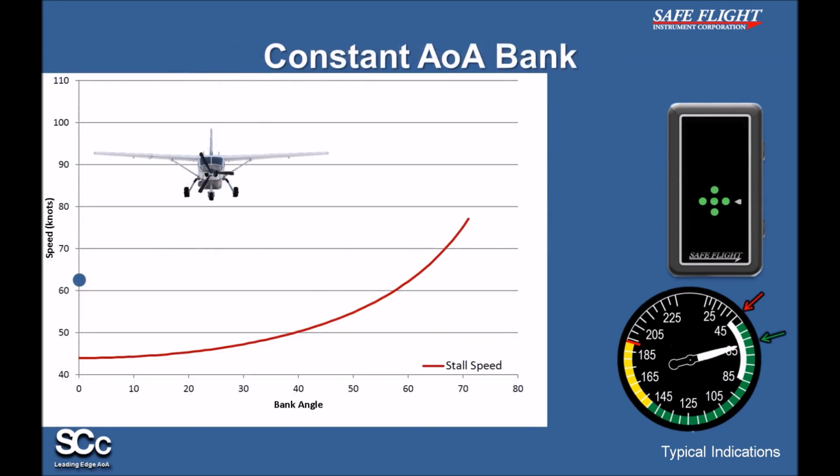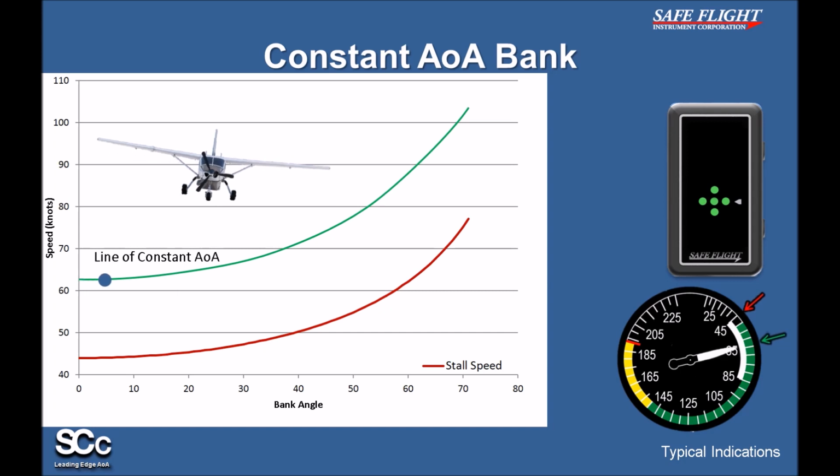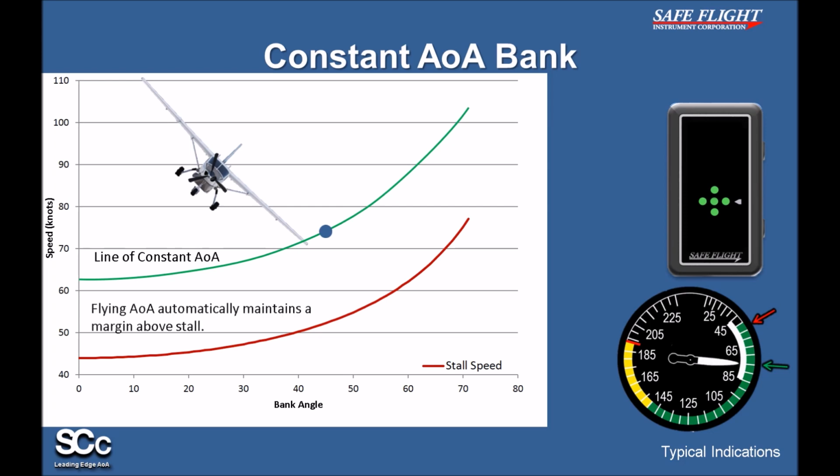Now let's consider a different scenario, a constant angle of attack bank. In this case, instead of flying along a line of constant speed and increasing angle of attack to generate more lift, we will fly along a line of constant angle of attack and increase speed to generate lift. As the plane banks, the pilot adds power to increase speed, which allows the wing's angle of attack to remain the same, as shown on the SCc. Increasing airspeed to fly this constant angle of attack automatically maintains a safe margin above stall. By being able to observe one's angle of attack, the SCc enables such maneuvers.